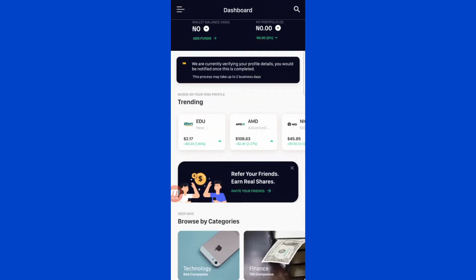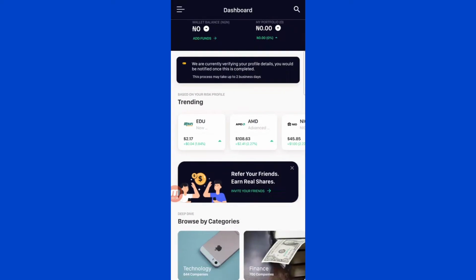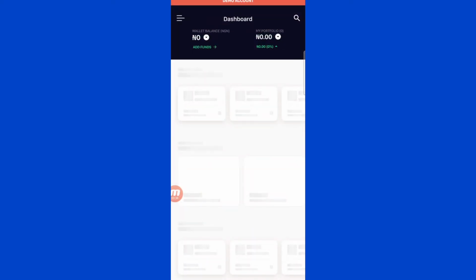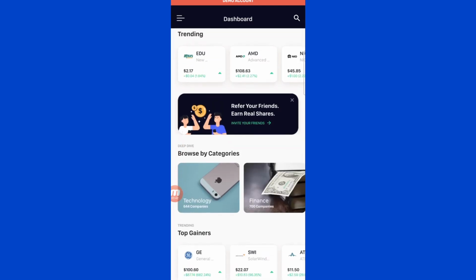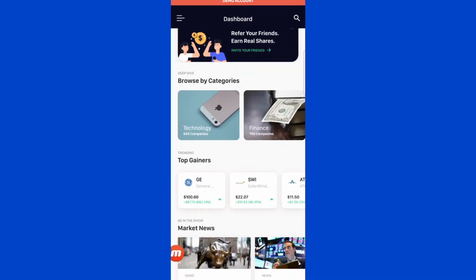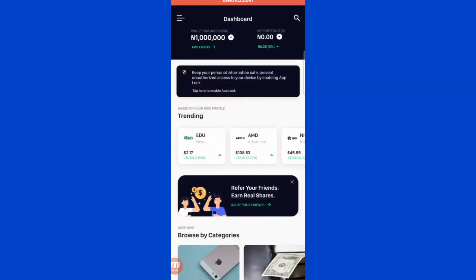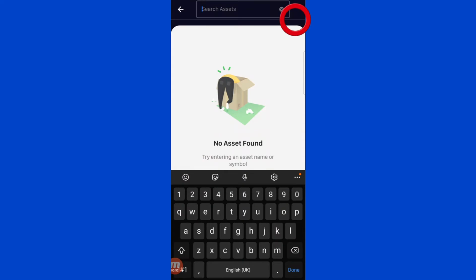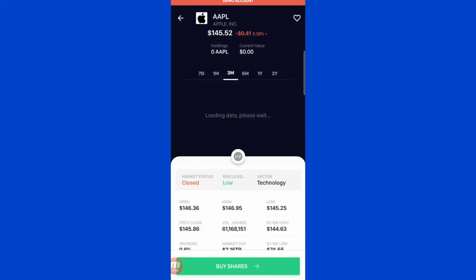Now that we have actually talked about how to fund, I'm just going to switch back to the demo account so we can actually trade some stocks. Just like I've been using in my other videos, of course I'm going to try to purchase Apple stock. So I'm just going to click on this search button here and click on Apple, and this is Apple here.